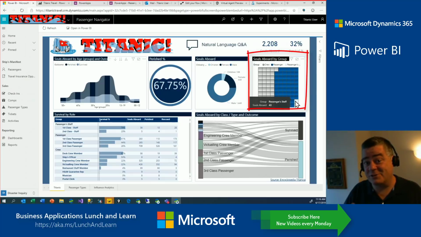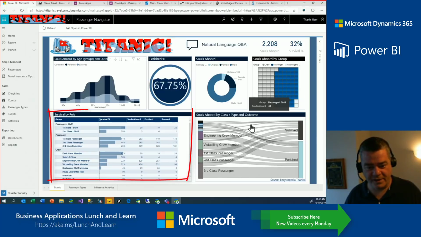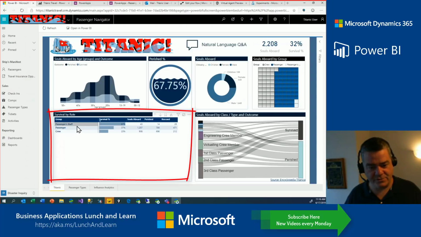But they actually have an interesting story around who they are, because as we'll see here in a second, we look at the different groups. If I just roll this up and drill up here, I can look at passenger staff, passengers, and crew. And the survival rate for those three groups is very different. For instance, the crew survives at this low 23% rate, but the passenger staff actually survive at the highest rate, which is 67%.